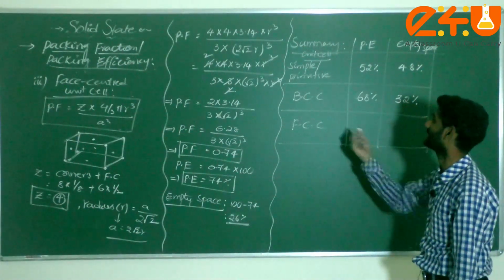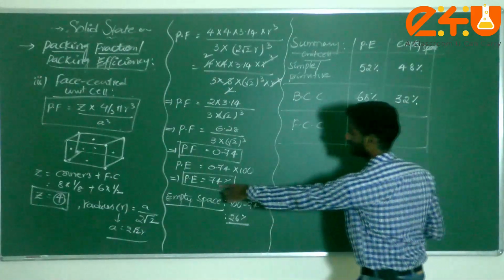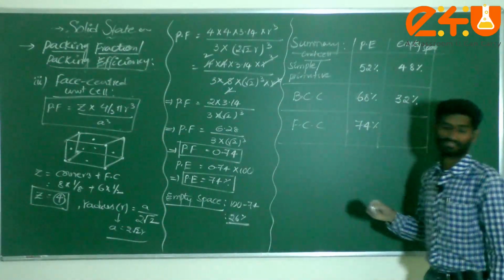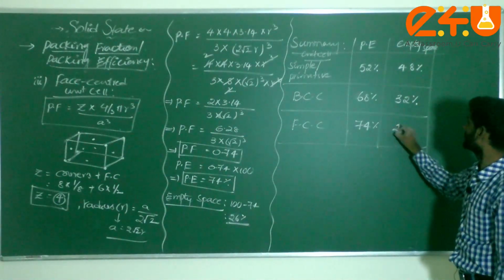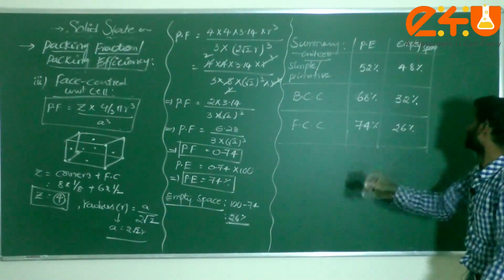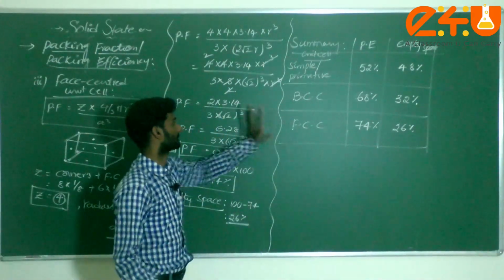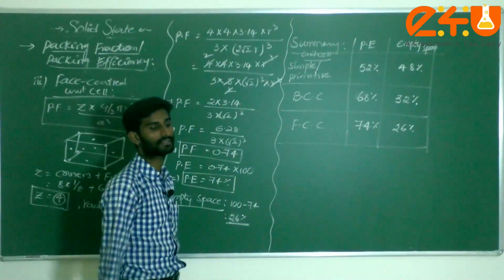Next, in case of FCC, the total we got is 74% packing efficiency. Then what is the empty space, dear students? 26% is the empty space present in the face centered unit cell.